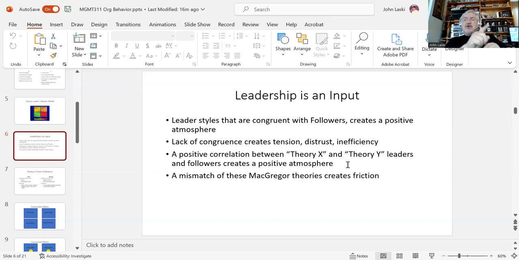And there are some people that are Theory X, in a sense, followers. Now, in my experience, most people prefer more of a Theory Y approach: appreciate me, respect me for my knowledge, for my skills, for my abilities, and let me, in a sense, do my thing. But that's not everyone, and that's not everywhere. A mismatch of these McGregor theories creates friction, tension, distrust, and subsequently ends up with great inefficiency.